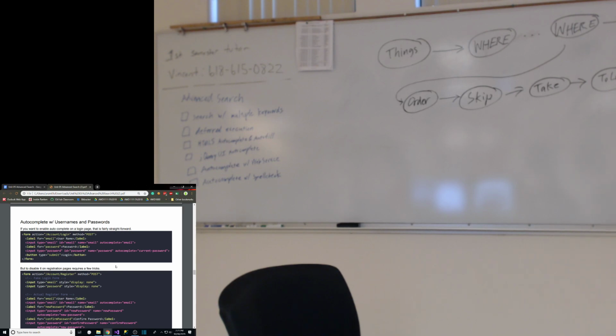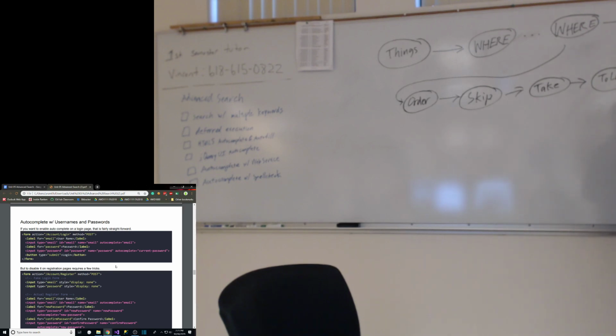Similar thing here: type password, ID and name password, autocomplete current password. That's how I want to set up a login form. If I'm going by username instead of email address, then I would change all of these to be username, and this would be type text. Does that make sense? So username, username, username, and type text.